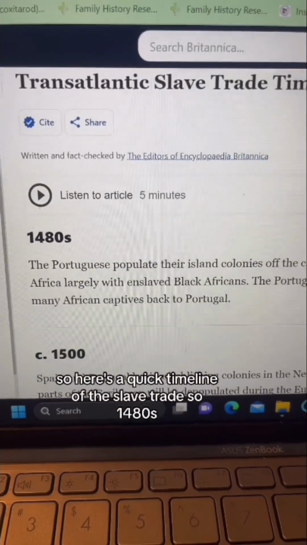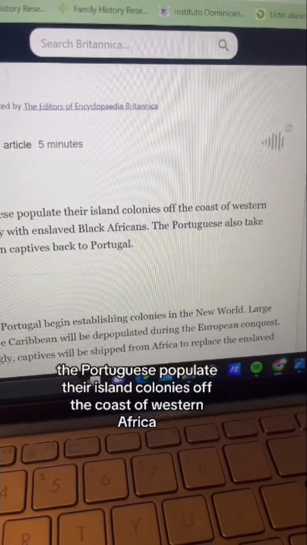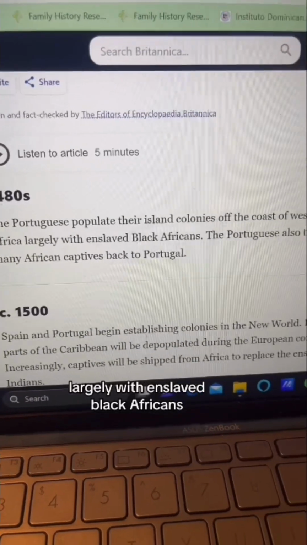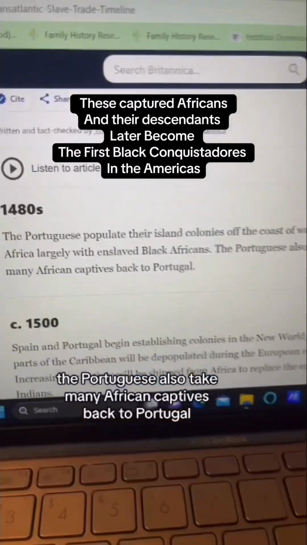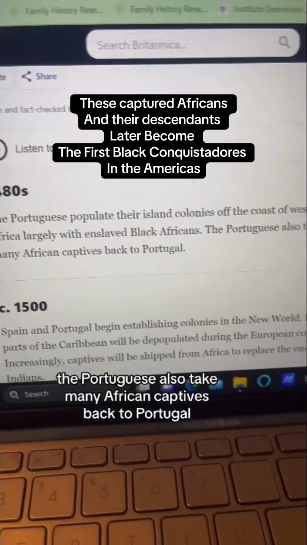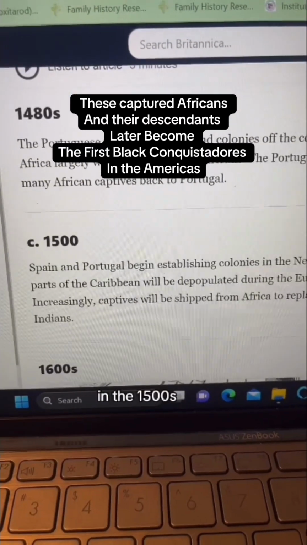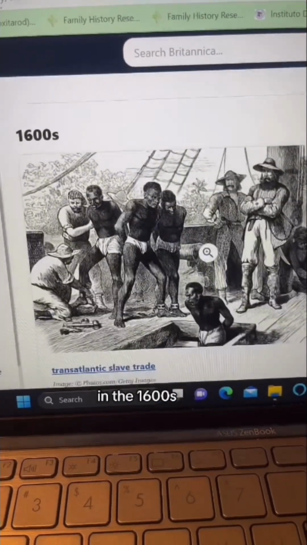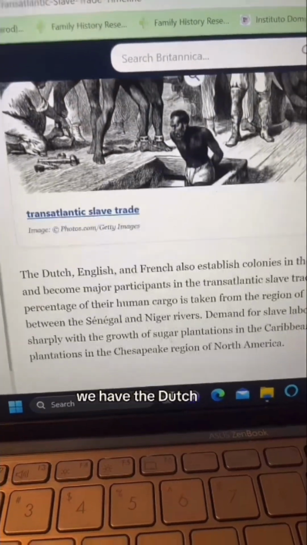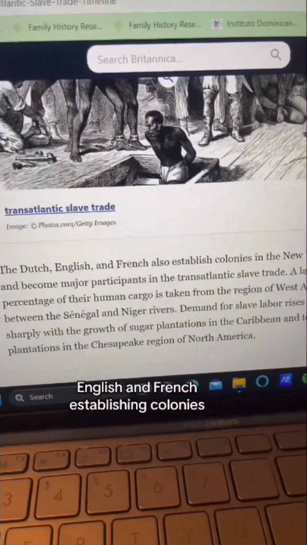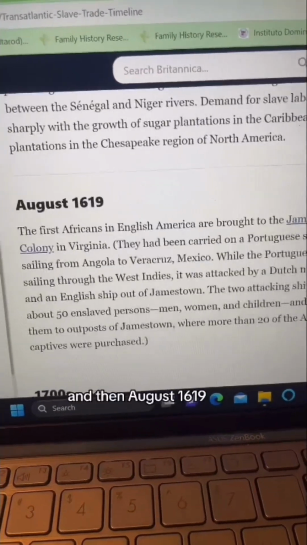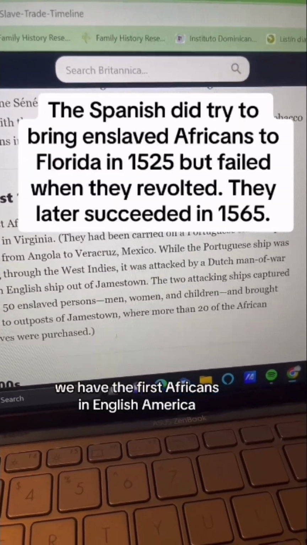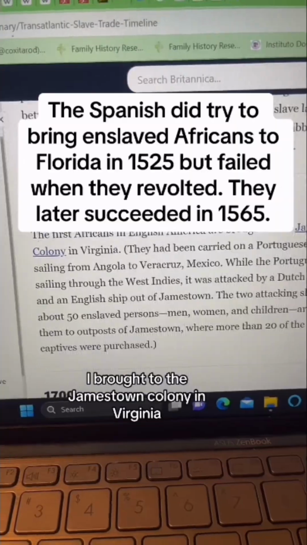So here's a quick timeline of the slave trade. In the 1480s, the Portuguese populate their island colonies off the coast of Western Africa, largely with enslaved Black Africans. The Portuguese also take many African captives back to Portugal. In the 1500s, we have Spain and Portugal establishing colonies. In the 1600s, we have the Dutch, English, and French establishing colonies. And then in August 1619, the first Africans in English America are brought to the Jamestown colony in Virginia.